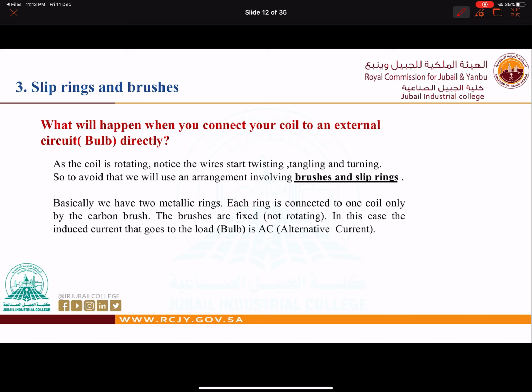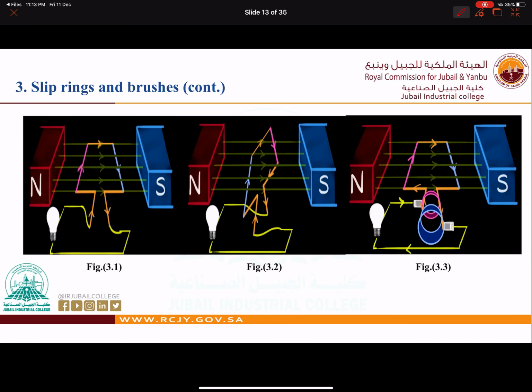The brush is basically a carbon brush that absorbs the current, and the brushes are fixed, not rotating. Let us see together. So this is the lamp. Now we connect it to this terminal. And as you can see, now we have movement here, and the coils are twisting. And this is the problem. The wires will be cut, right?